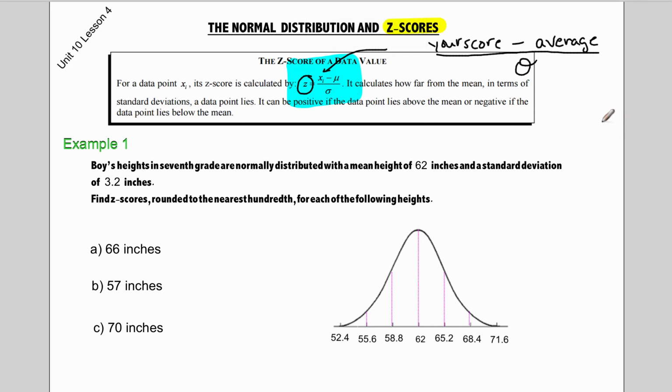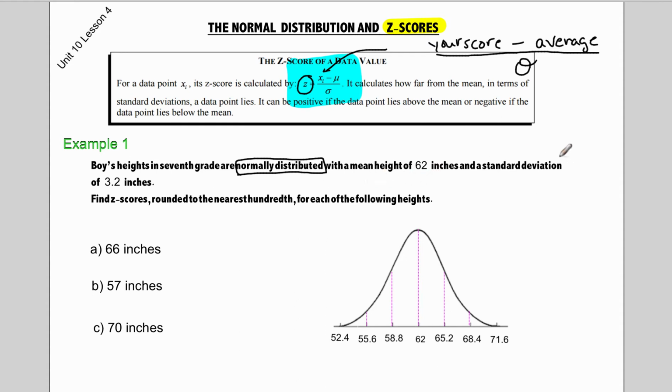I'll tell you why in a minute, why it's called a z-score and not an L-score or an M-score. It kind of makes sense when you hear it. But let's talk about it and let's see what happens. So we have the boys' heights, and we're looking at 7th graders. It has to say normally distributed, whichever way you like to say it. Potato, potato, tomato, tomato.